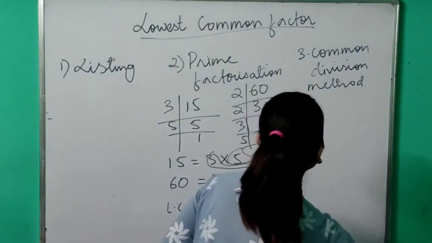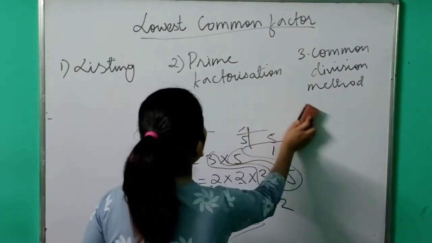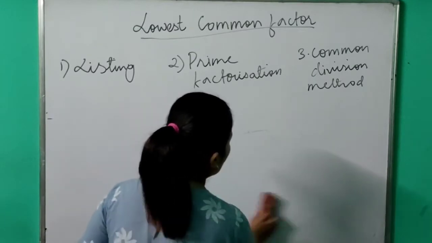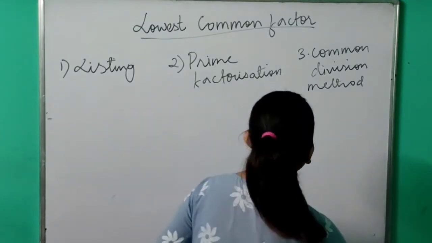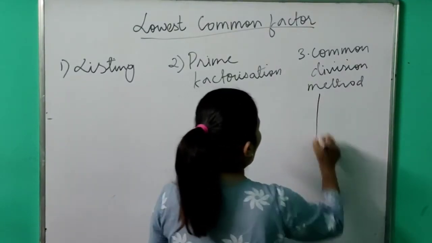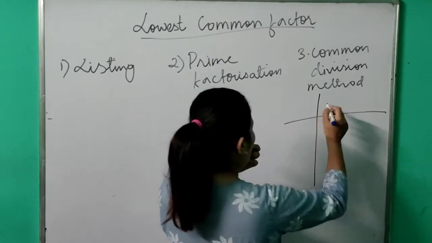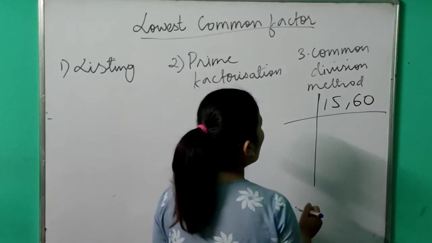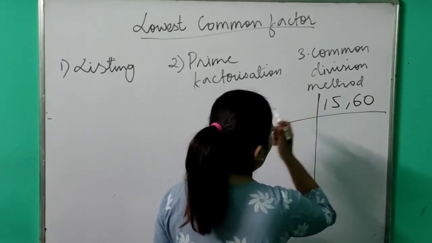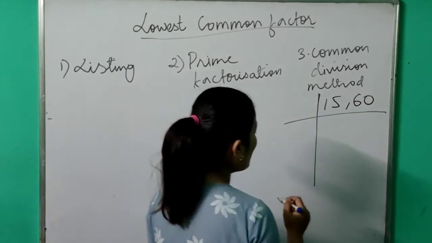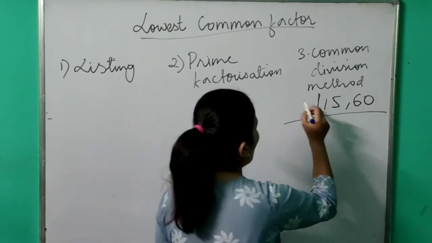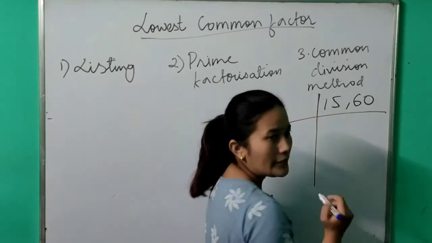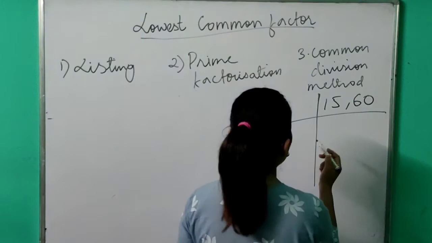Now similarly, with the common division method, how do you find the LCM? And this one is the easiest method. So you will list down both the numbers, that is 15 and 60, separating with a comma. Now start dividing, starting with the lowest number. Since 15 cannot be completely divided by 2, after 2 comes 3.